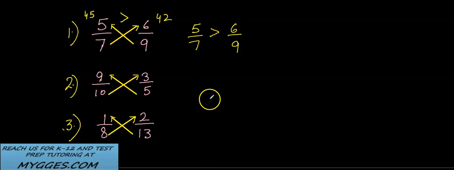In the second one, 9 times 5 gives us 45. And then 3 times 10 is 30. So 45 is greater than 30. That means 9/10 is greater than 3/5.